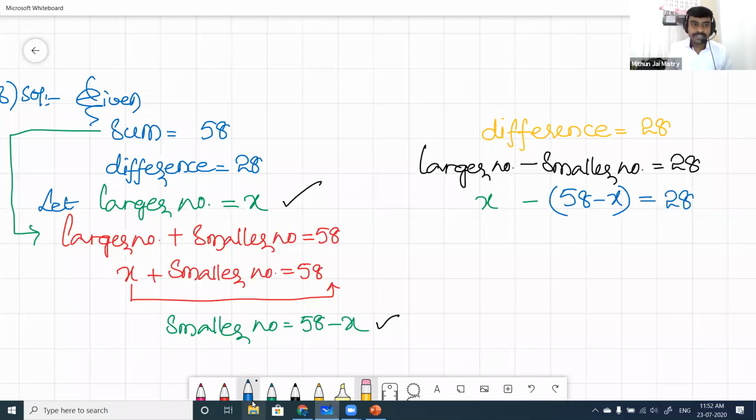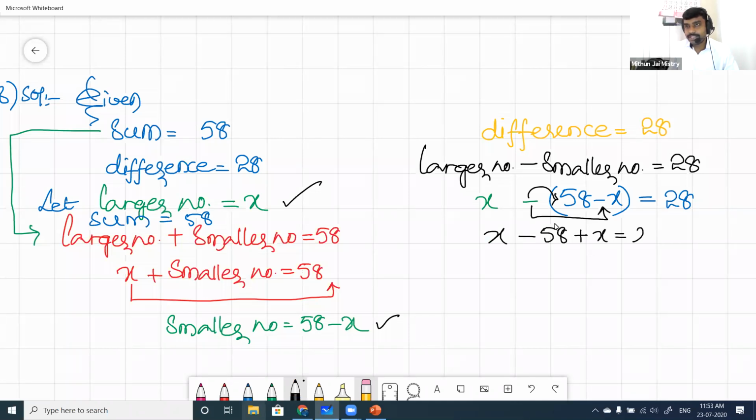Okay, so here, what did I use? I used here the sum is equal to 58. Now sum means larger number plus smaller number. Now I am using the given second condition, the difference. Difference means larger number minus smaller number. Now you take the minus inside and you will get something like this: x, minus will go inside, minus into plus is minus 58. You will get minus 58. Again, minus into minus is plus, x is equal to 28.